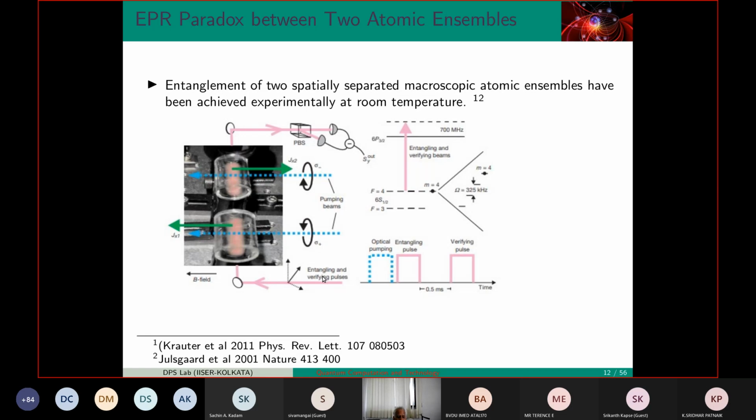Entangling operation, I told you, controlled-NOT. Then light pulses are used, laser pulses are used. This is also called a polarization beam splitter, like your calcite crystal, ordinary and extraordinary beam. These are the kind of things people are actually using.